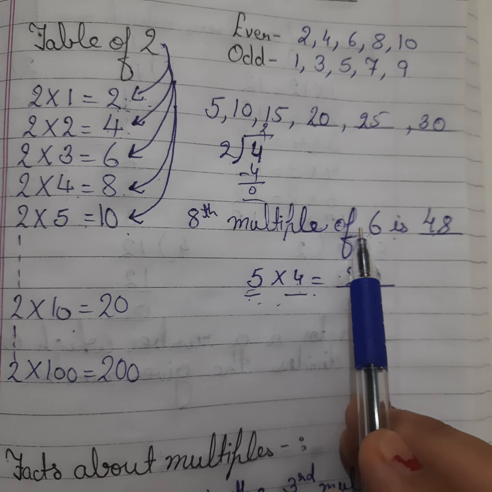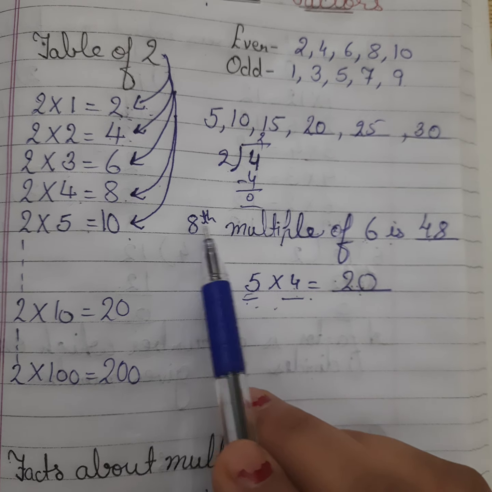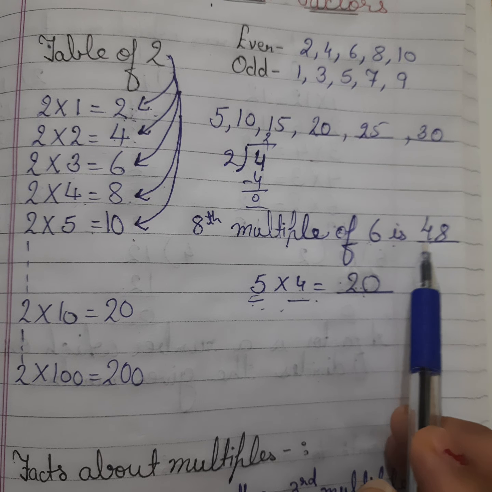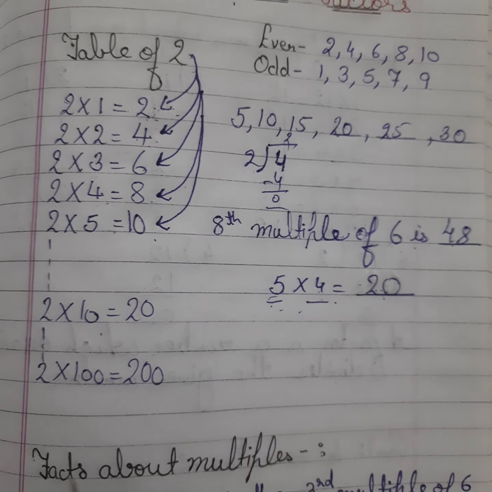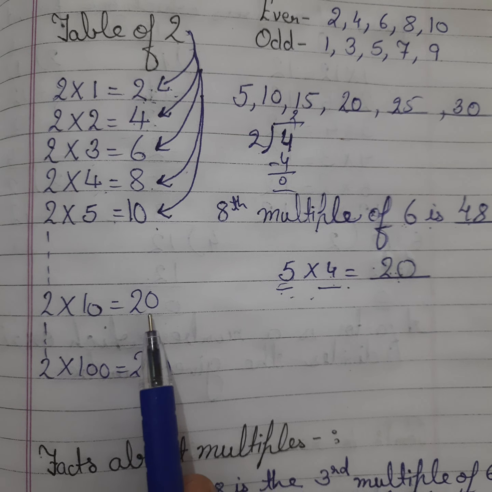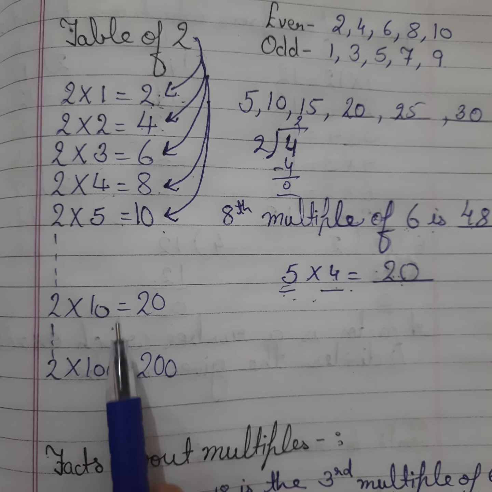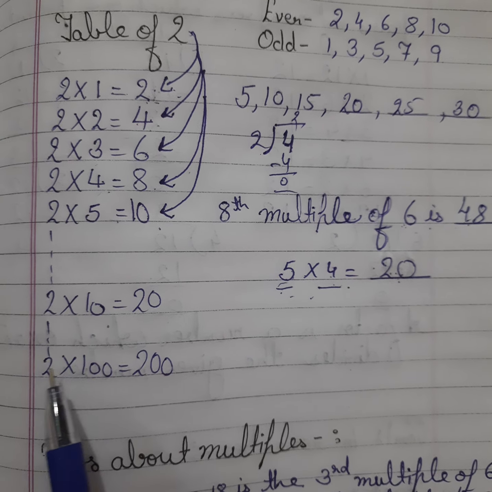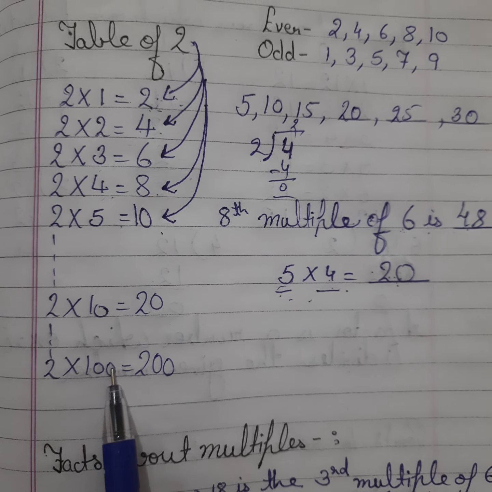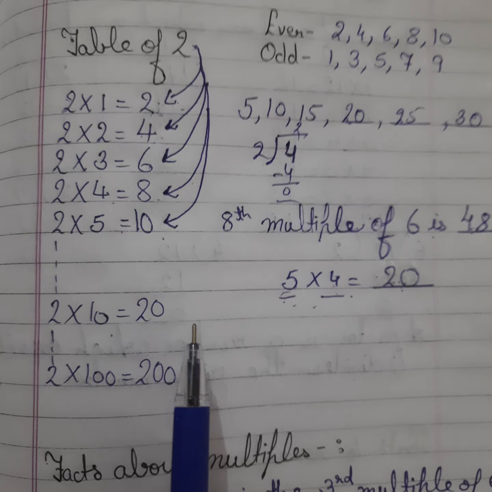Here I have written 48, because I have done 6 eights are 48. So we can say that 48 is the multiple of 6 and 8. Now I am writing here 20. So 20 is the multiple of 2 and 10. Suppose 2 hundreds are 200. So 200 is the multiple of both 2 and 100. I hope you understood these multiples.